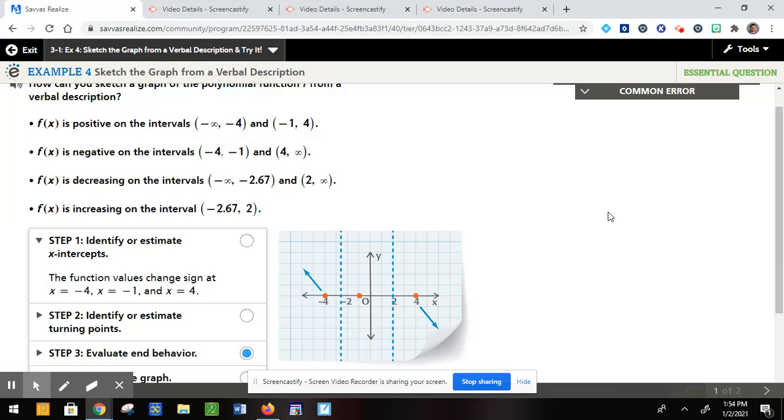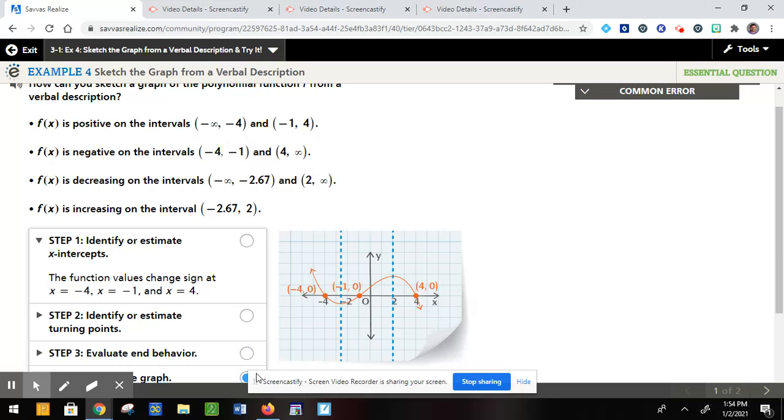Evaluate the end behavior. Well, if everything to the left of -4 is positive, then it's got to be increasing forever to the left. And then if everywhere after 4 is negative, then it's got to be decreasing. So you can draw a little arrow there to identify what the graph is doing. And then that's enough to just draw it, right?